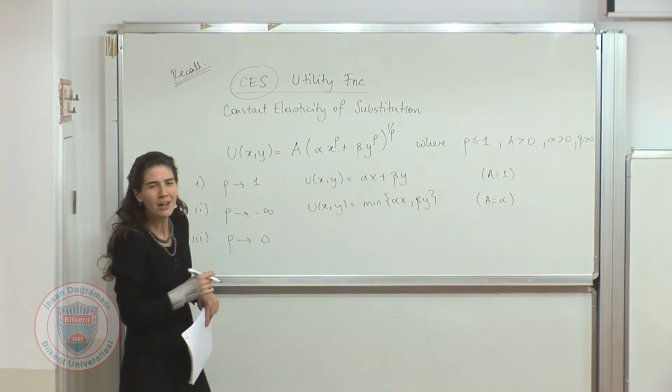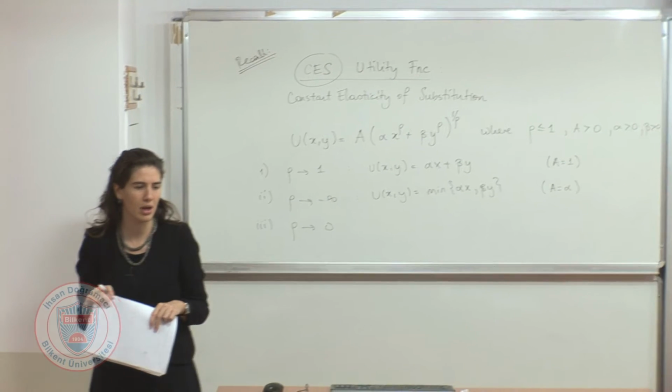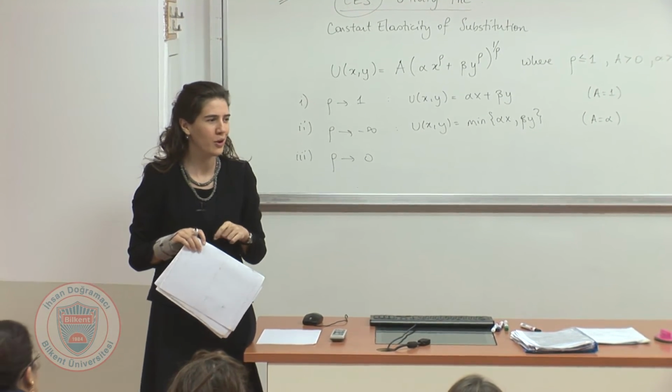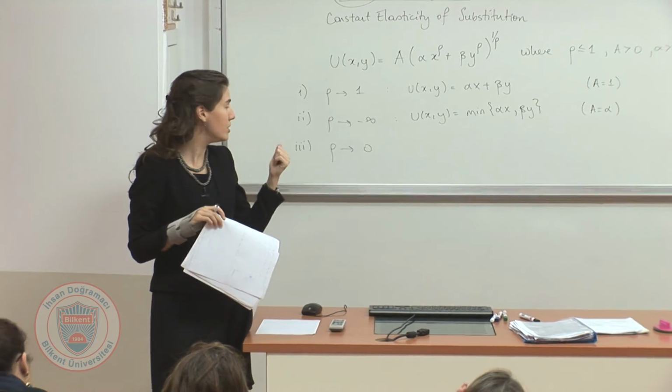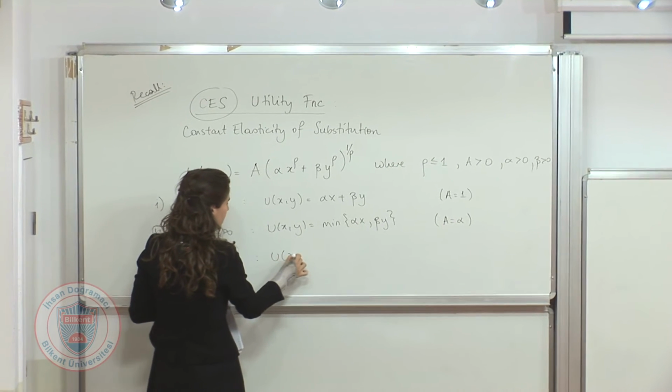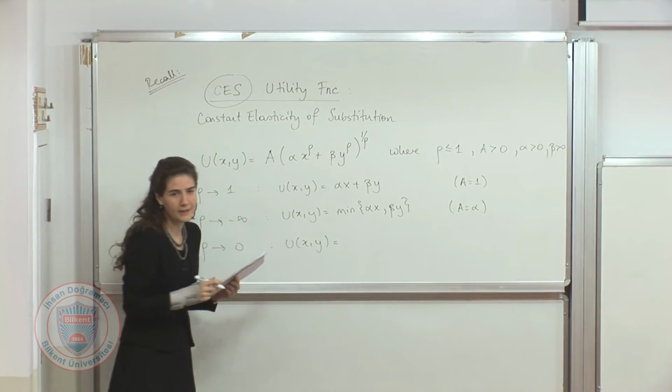And then we said rho goes to zero, and this was the hardest case, and you guys were going to do that as a sort of bonus homework, right? So this was equal to what?